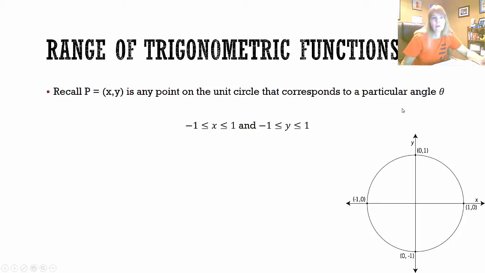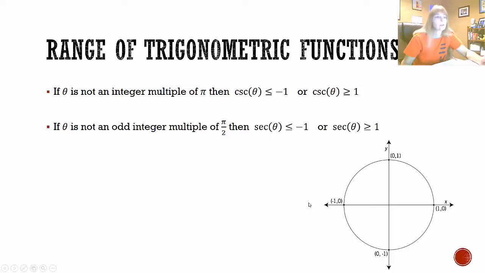Okay, so recall that we have any point on the unit circle, and it corresponds to a particular angle. And if we're on the unit circle, then we know that our x values stay between -1 and 1, and our y values stay between -1 and 1. So therefore, I can just simply plug in my x as my cosine, my y is my sine, and that gives me the range of my cosine and sine functions.